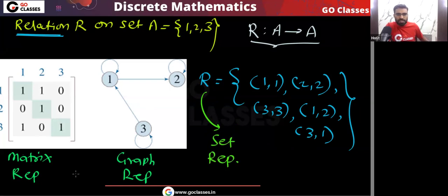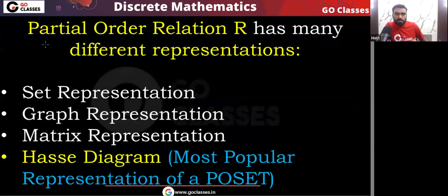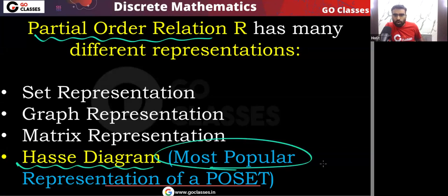So very simple point. Every relation will have different representations. But what is the beauty of partial order relations? Let me tell you what is special with partial order relations: they have one extra representation. For partial order relation we have another representation, that is hash diagram, and this is the most popular representation for partial order relations.